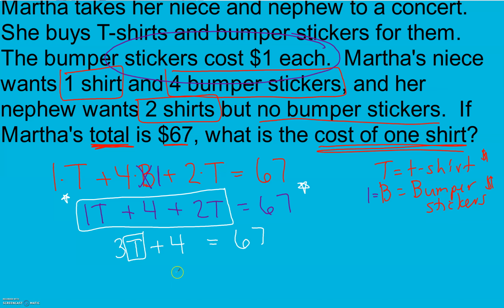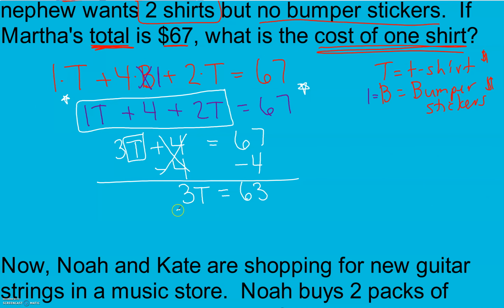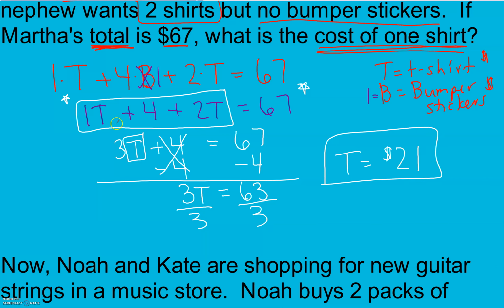Now, to get t by itself, I subtract the $4 that were spent on bumper stickers because that gives me 0. And all I have left is 3 t-shirts equals $63. T is being multiplied. We get rid of it by dividing. And the cost per t-shirt was $21. We can double check. 1 t-shirt plus 4 $1 bumper stickers plus 2 t-shirts will give us $67.